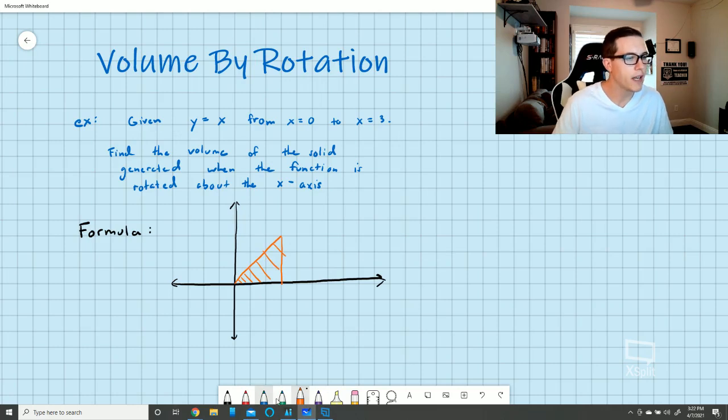I rotated this around the x-axis. So think about taking just one little sliver of this and what it would look like if you rotated it around the x-axis. You would get a bunch of discs stacked on top of each other, a bunch of CDs of different sizes stacked on top of each other. That's what this really is.